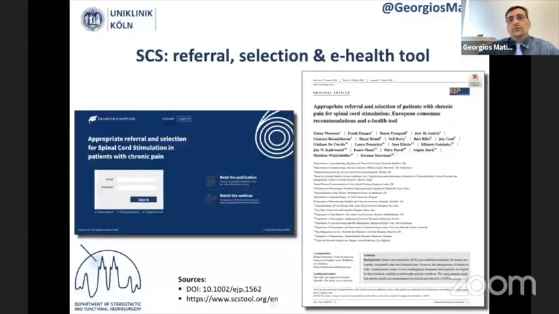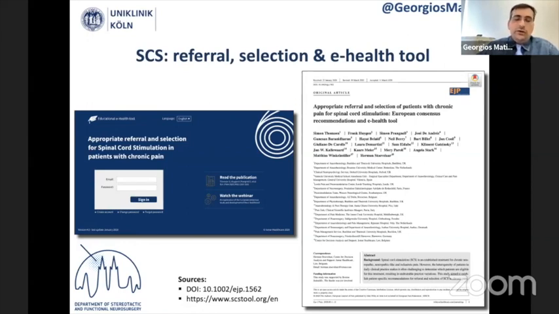Just one more option. An interesting publication from many European colleagues. It's all about referral and selection of patients. Based on this publication, a company has made up this website, the eHealth tool. It's free. You can register there. And there are some questions we should answer: some data of your patient, about his pain, about his history, or psychological data, and the system will make a recommendation if the patient is a good or a bad candidate for spinal cord stimulation. Actually, this website could be of value mainly for general practitioners, but it is a start.